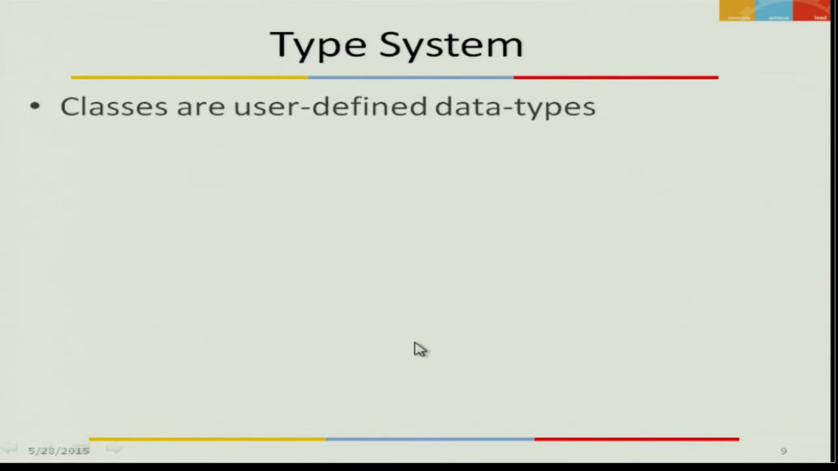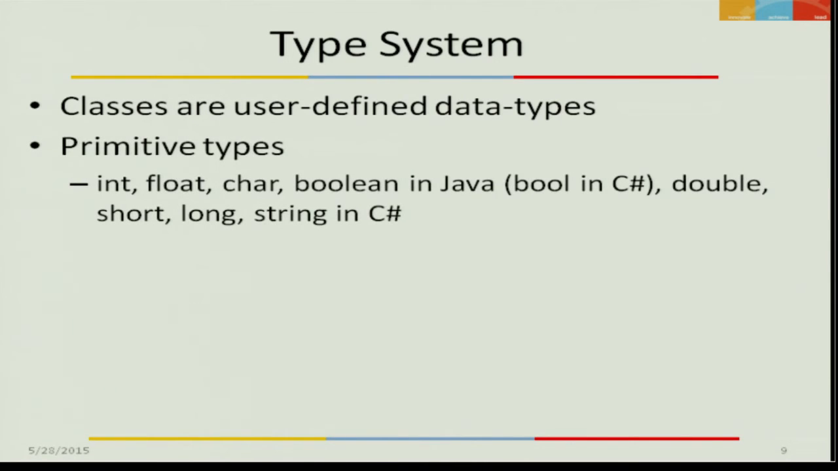So let's look at the type systems. Classes are essentially user-defined data types, and there are other primitive types as well, like integer, float, character, Boolean in Java and Bool in C#, double, short, long, and string. String is a primitive type in C#, but that is not the case in Java. The String class is not a primitive type.